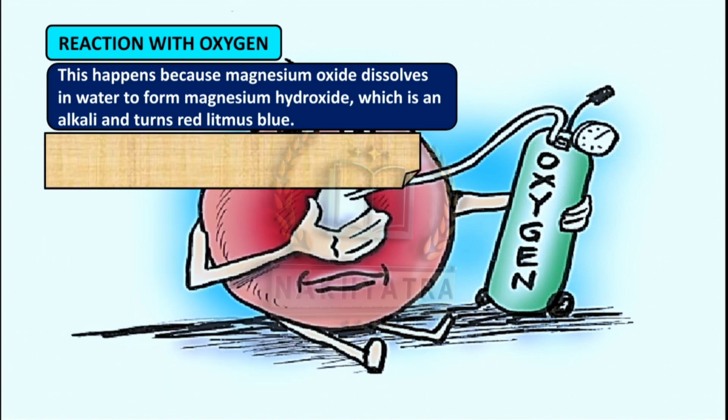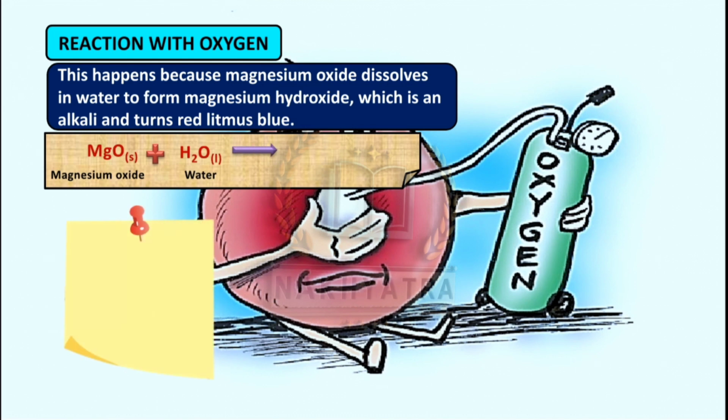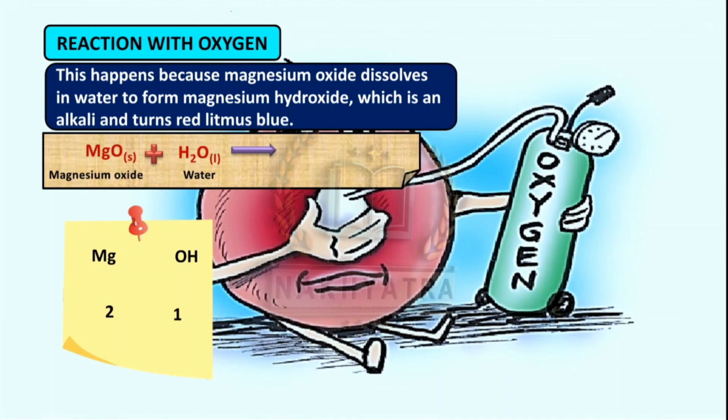Clear everyone? Okay, now see the reaction. Magnesium oxide plus water gives magnesium hydroxide. Now we know that magnesium has valency 2, and the valency of hydroxide is 1. So we will get the formula Mg(OH)2, that is magnesium hydroxide.